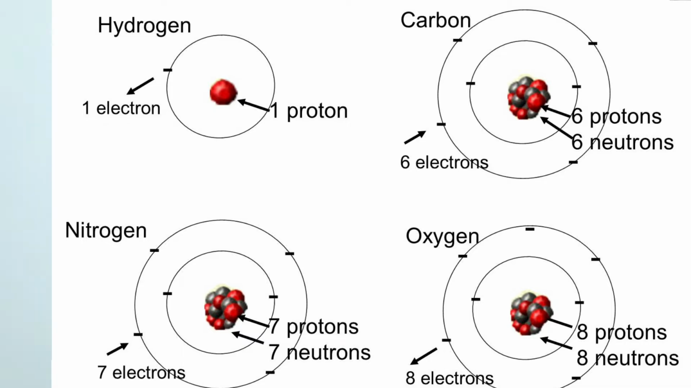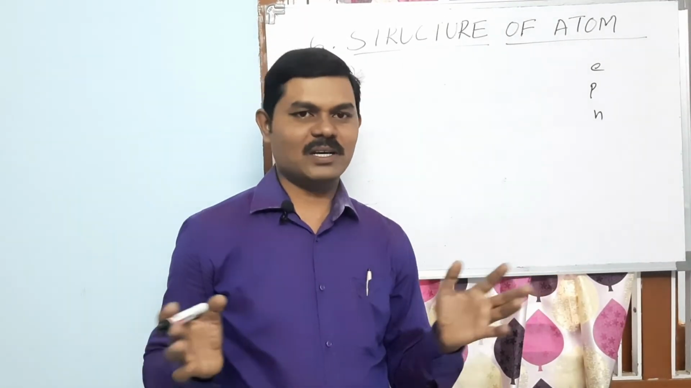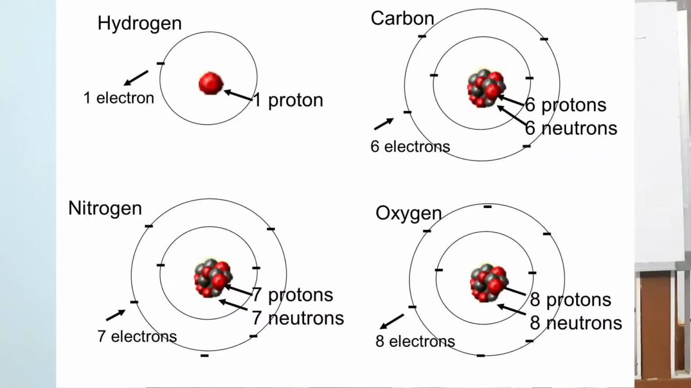Are all atoms containing the same kind of particles or different kinds of particles? If you observe carefully, all the elements like hydrogen, oxygen, nitrogen, fluorine have similar types of particles like electrons, protons and neutrons. But are all the atoms the same? No, all the atoms are not the same, because they are different in their atomic numbers and mass numbers.